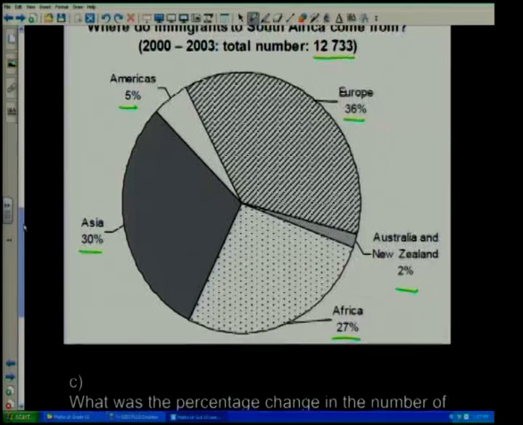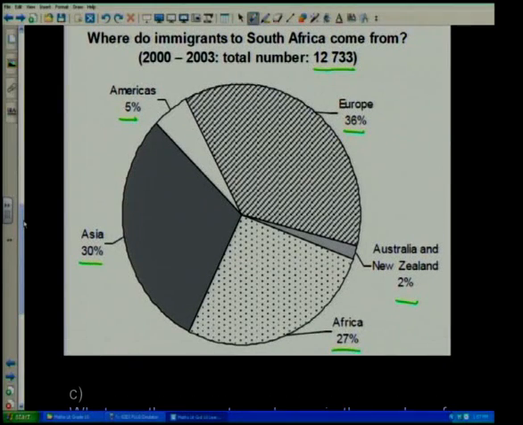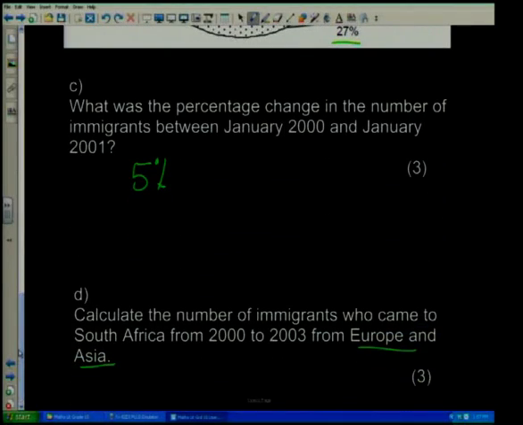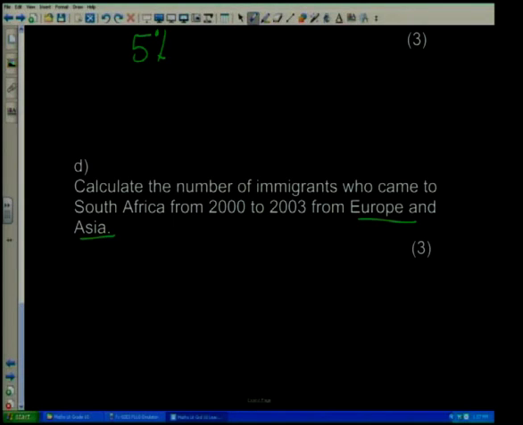So now we're going to be dealing with the second part. We want Europe and Asia. So first of all, we need to work out, we can do this two ways. We can either work out the number from Europe and the number from Asia and then add them. Alternatively, we can work out the percentage of Europe and Asia. So let's do it that way.